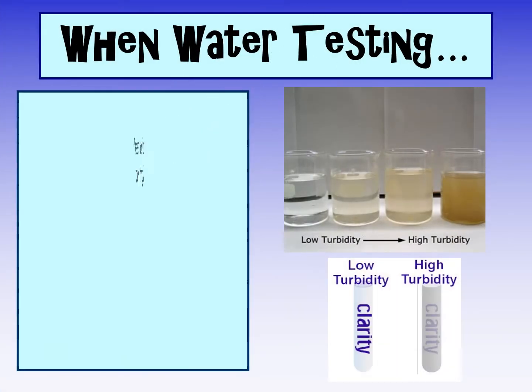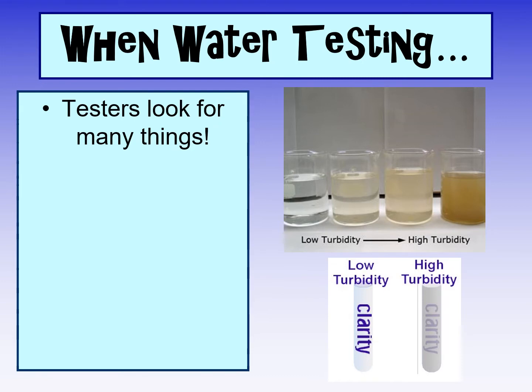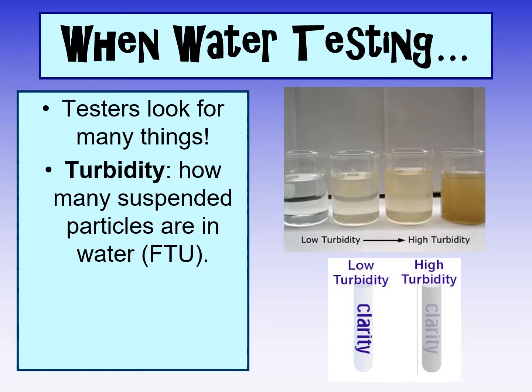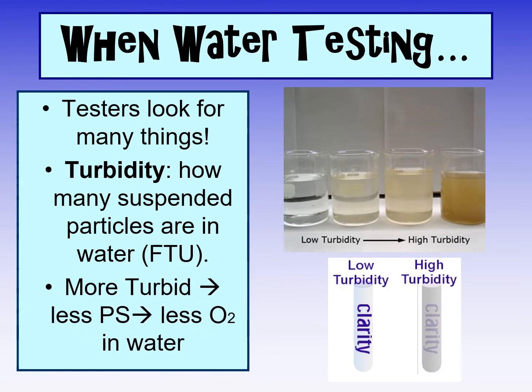One of the things that water testers look for is turbidity. And turbidity is a measure of how many suspended particles are in the water. So the more turbid the water is, the more cloudy or maybe possibly darker that it looks. And the reason why this is an issue is because if the water is cloudy, sunlight cannot penetrate that water source. And so that means there's less photosynthesis in the water and of course less oxygen in the water.